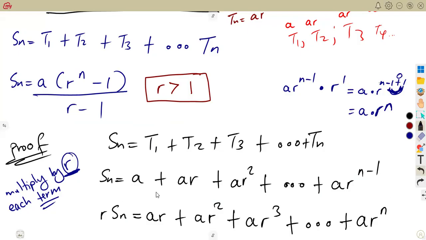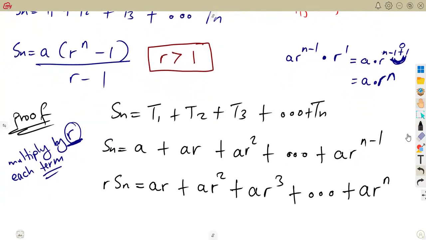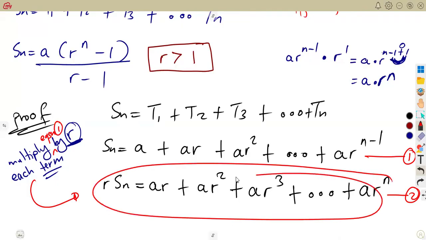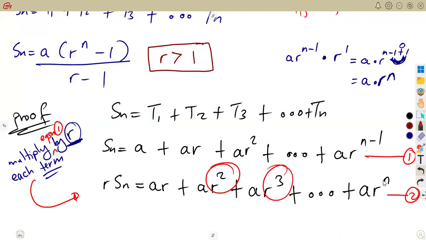If we multiply each and every term by R, we have two equations here. Let us write it this way so that we do not get confused. This is equation 1, this is equation 2. In actual sense, to have this equation, we multiply equation 1 by R, each term from equation 1. So there are two equations, equation 1 and equation 2. We can see that equation 2 is the adjusted one and has the bigger exponents compared to equation 1.